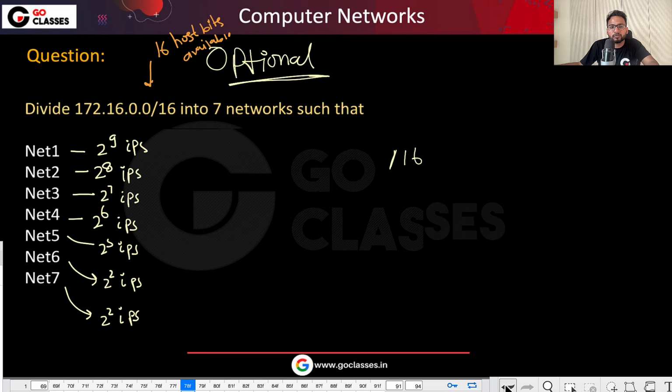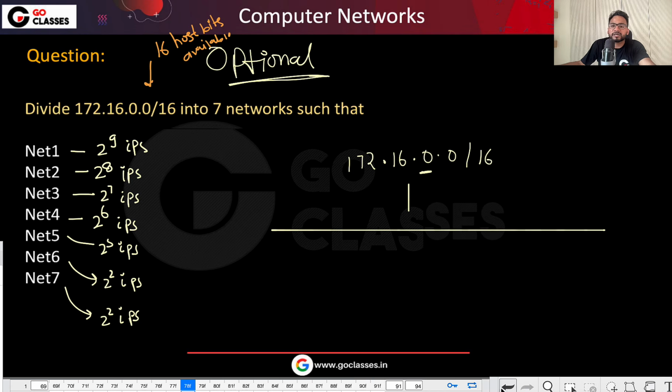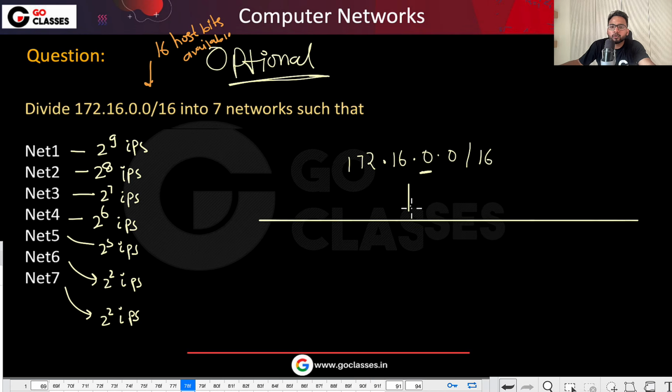This is a slash 16 network. Let me write the whole network if you want. This is 172.16.0.0 slash 16. So this is anyway fixed. Now you can borrow 7 bits. These are the 8 bits, so you can borrow 7 bits, and since you are borrowing 7 bits, you can divide into 2 power 7 such networks. Since you are borrowing 7 bits, 16 plus 7 will be how much? 23, right? So slash 23. So every network will be slash 23.